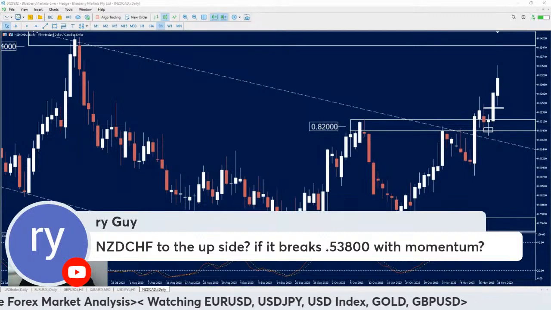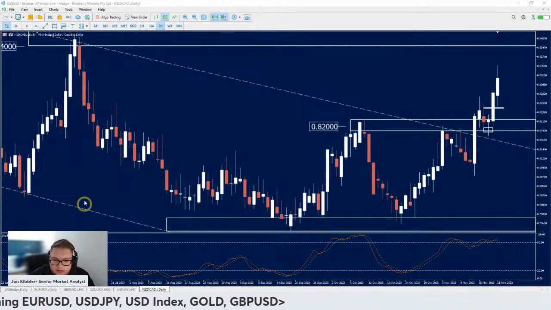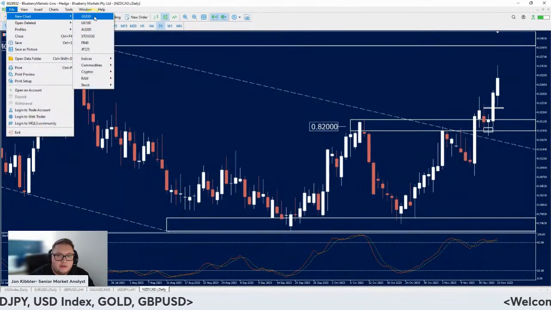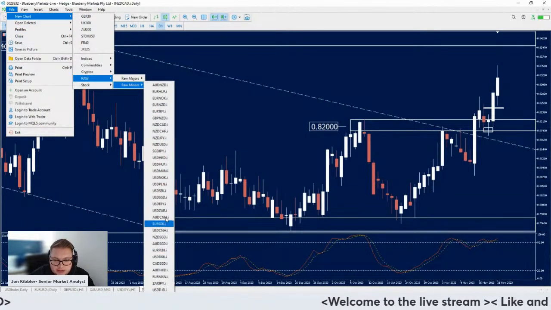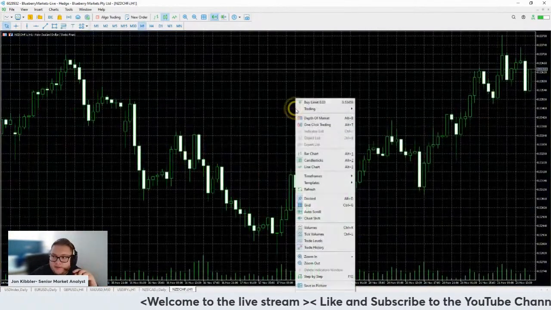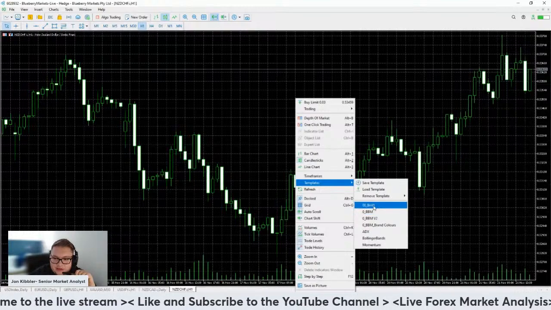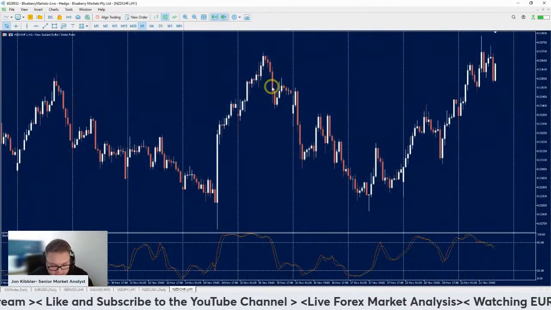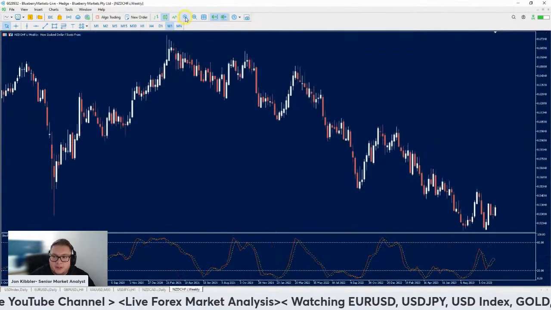Right, New Zealand Swiss to the upside if it breaks 0.5380 with momentum. Let's bring on Kiwi Swiss. Kiwi Swiss is definitely another one that I'm looking at the moment to see if we get any kind of upside momentum. I think 53.80 is those current daily swing highs, isn't it? So yeah, I like the idea of a break of that for sure.